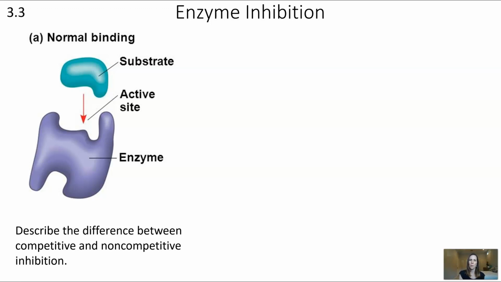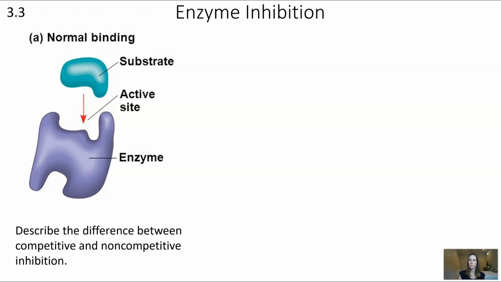Here we have a diagram of an enzyme acting normally, so you can see the substrate is fitting into the active site of the enzyme. But sometimes there are inhibitors of enzymes that interfere with the enzyme function. There are two types you need to know, competitive and non-competitive inhibitors.